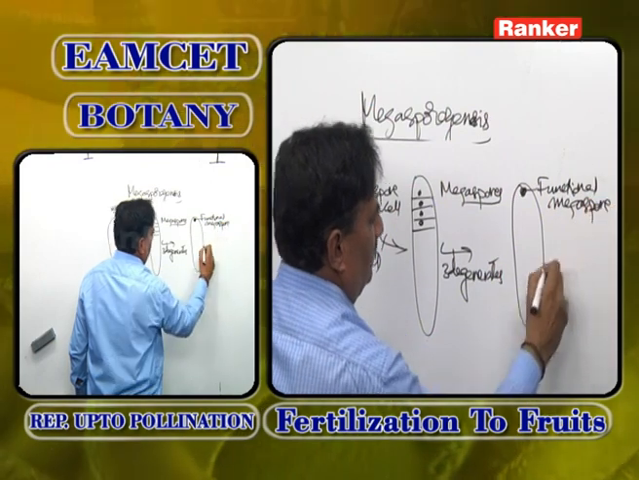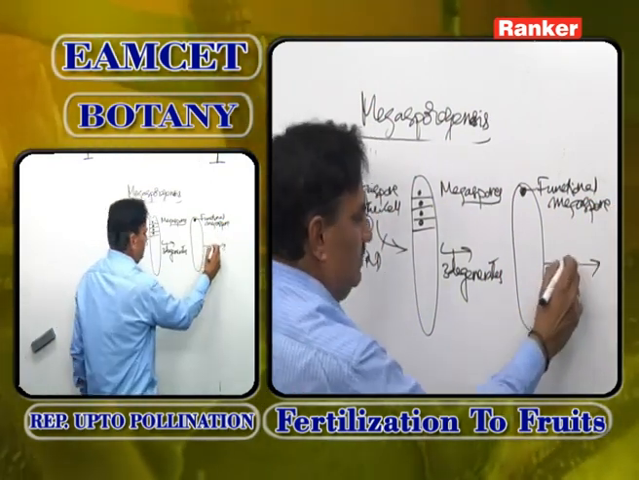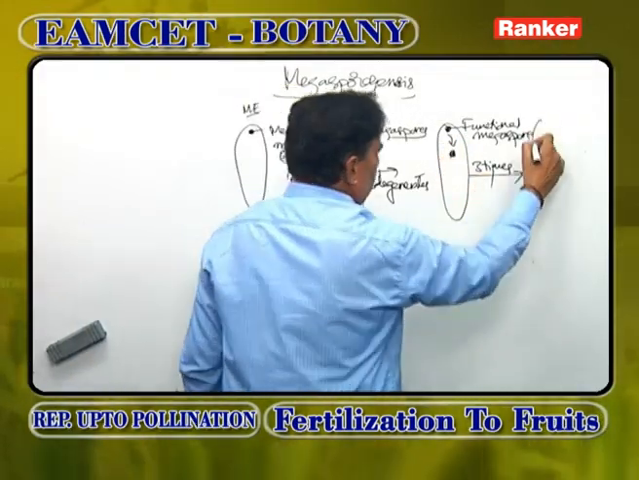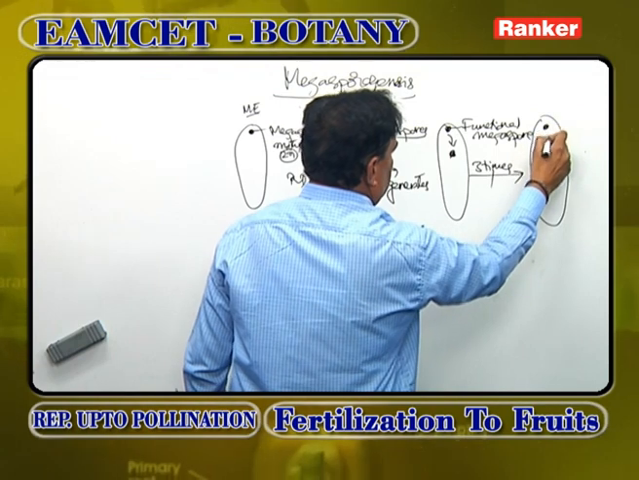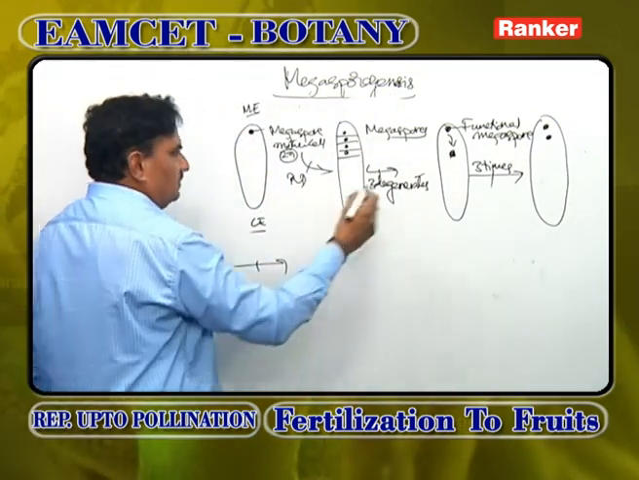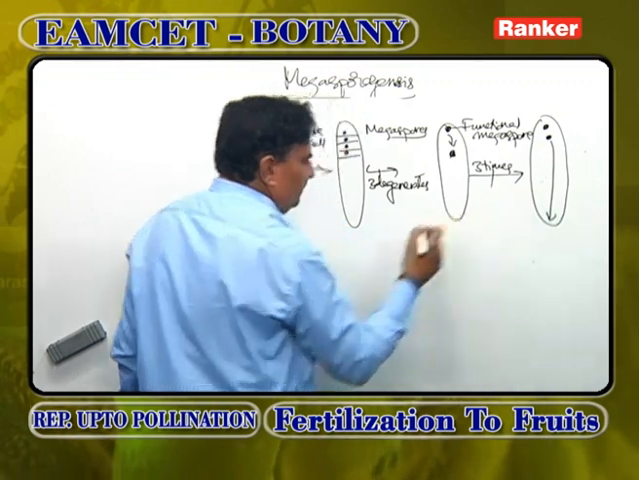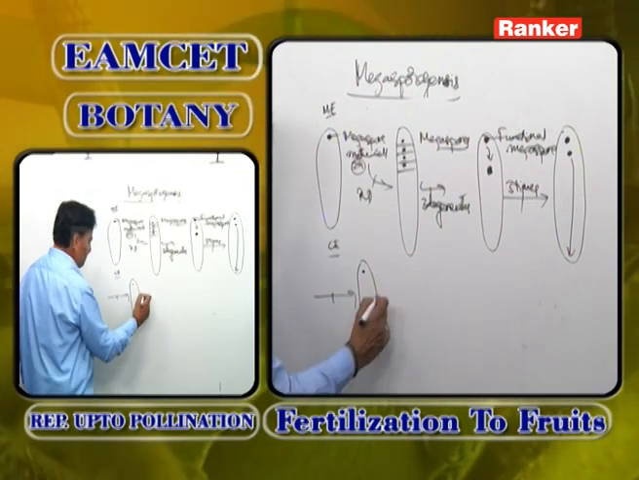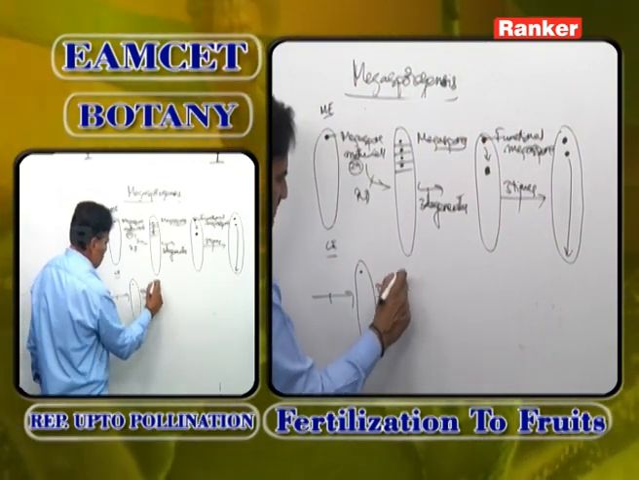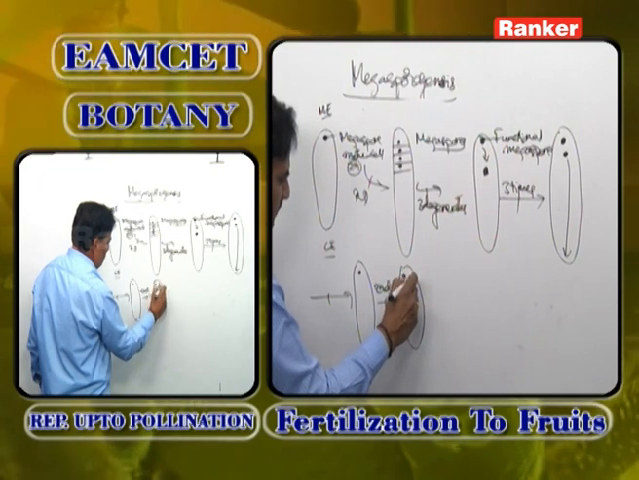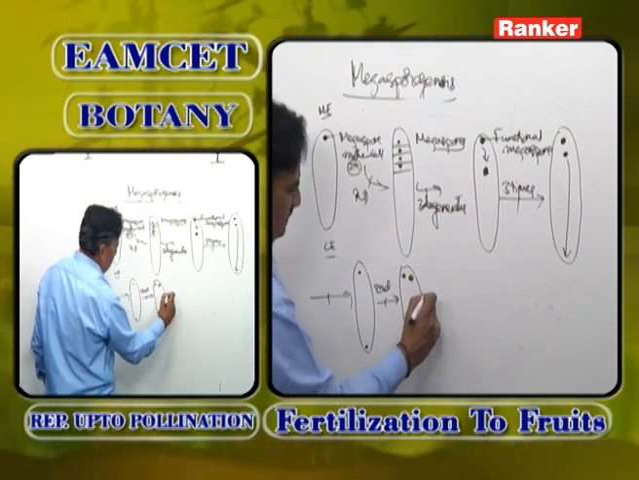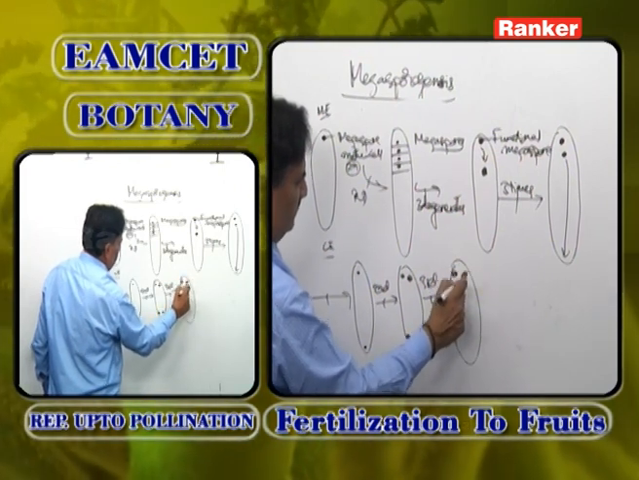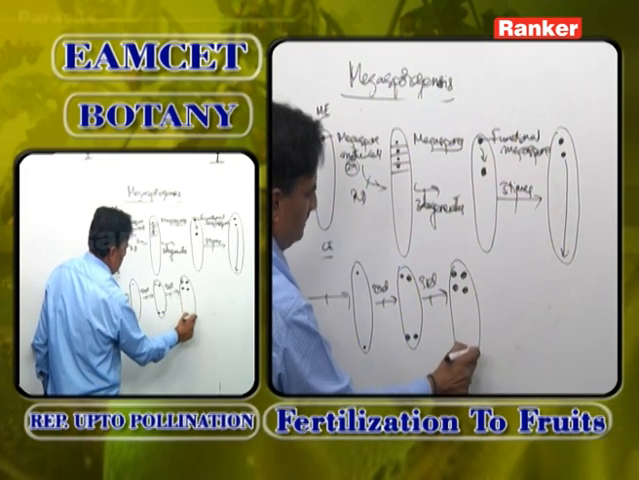This functional megaspore undergoes, and this is important for EAMCET, 3 times mitotic division. First time mitotic division, it produces 2 nuclei. Second time, out of 2, both are present at the micropylar end, and one slowly comes to the chalaza end. Now one is at the micropylar end, one is at the chalaza end. Now the second mitotic division takes place, 4 nuclei are formed, 2 at the micropylar end, 2 at the chalaza end. Third time mitotic division takes place, 8 nuclei are formed, 4 at the micropylar end and 4 at the chalaza end.